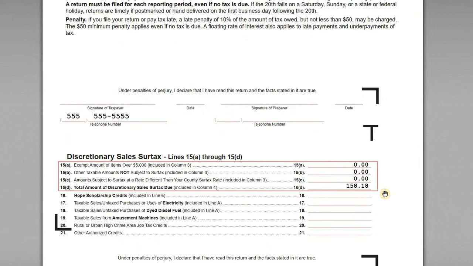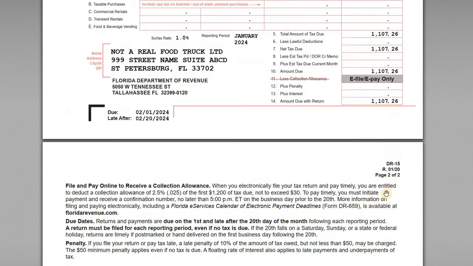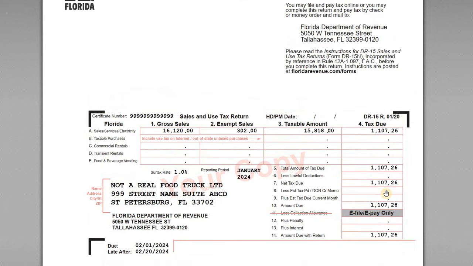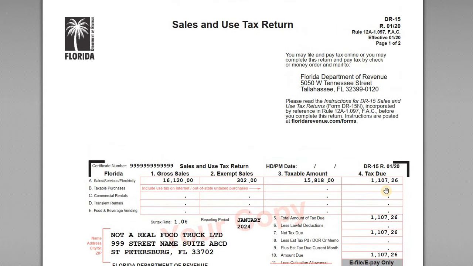And so the return is ready to be signed, dated, and filed with the DOR. Now, again, this is a paper filing. You can submit a check, or you can pay online electronically. But our recommendation is always to go ahead and visit the Florida Department of Revenue website and file this electronically. All right, so that covers it for this video.